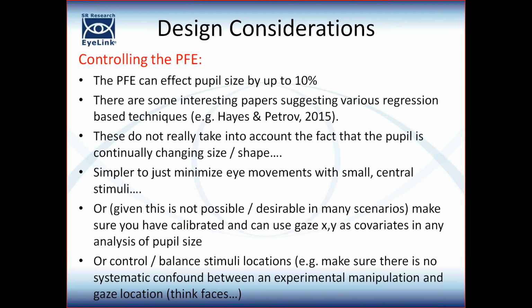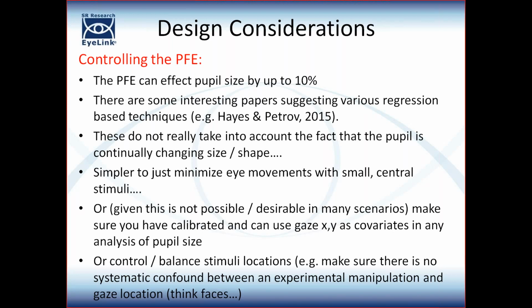Clearly, for many people, if you're looking at natural scene viewing or people viewing works of art or something like that, then this isn't possible. You can't stop people or restrict eye movements. And this is why, as I said before, it's important that you have calibrated data, because for my money, by far the simplest thing you can do is to throw the gaze x and y coordinates into your analysis as covariates, and then you can see whether any effect that you've got on pupil size is being confounded by some kind of pupil foreshortening effect.